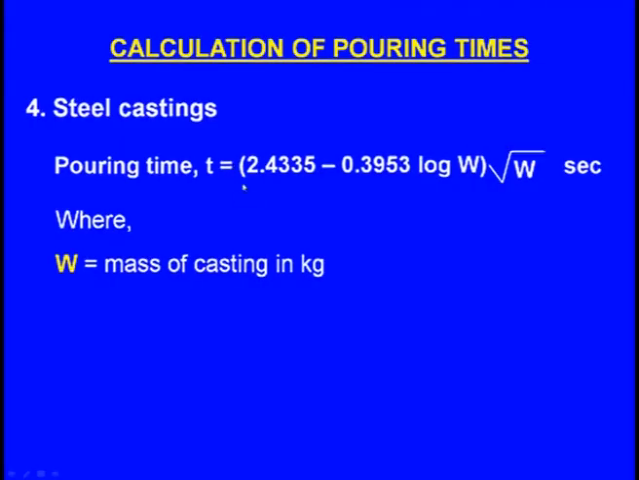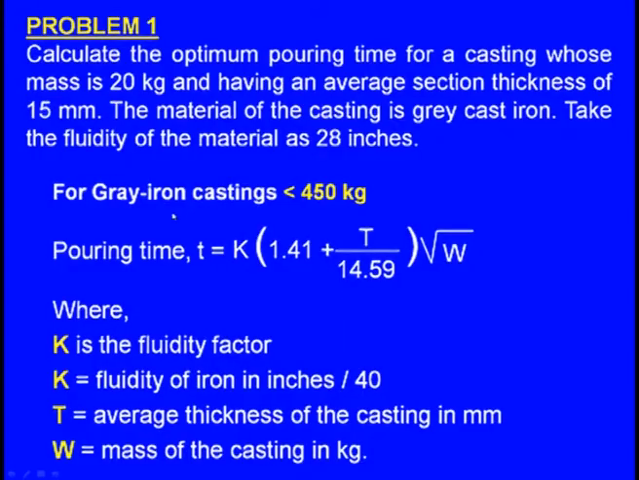Next one, the fourth case, steel castings. How to calculate the pouring time for the steel castings? Pouring time t is equal to (2.4335 minus 0.3953 log W) multiplied by root W seconds, where W is mass of the casting in kilograms. Now, let us see some problems. Let us solve some problems.